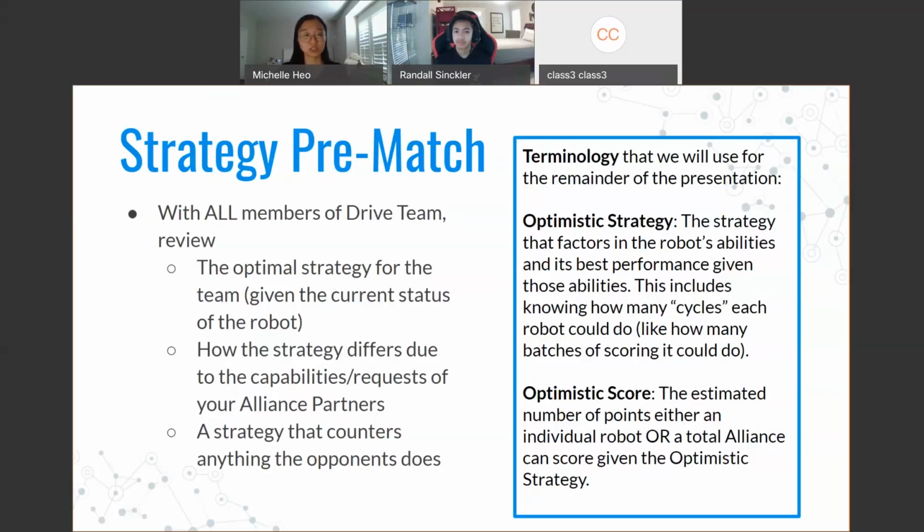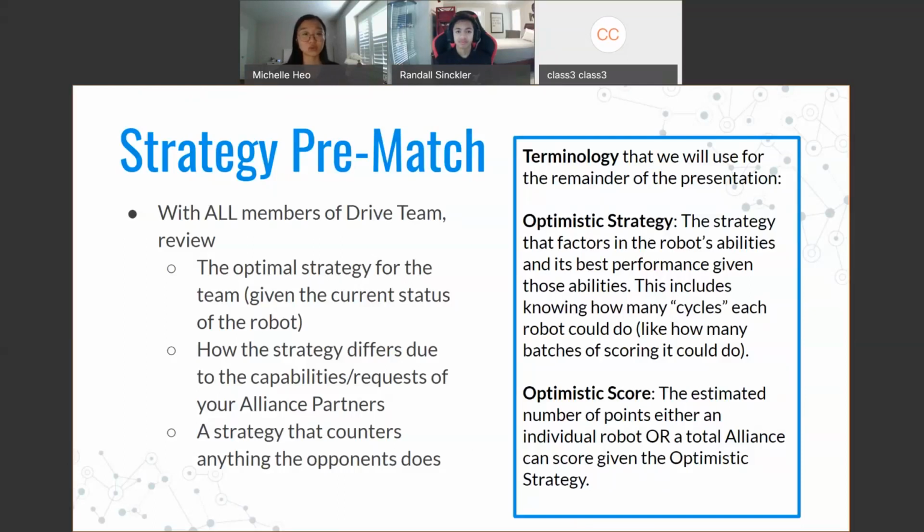All of the members of the drive team, and if you'd like, other members of the team should be involved at this stage because this is where you plan your optimistic strategy. So what we usually have is the best case scenario and the worst case scenario and what to do if this happens scenarios. And so you should always be starting off with the best case scenario. Make sure to know the status of your robot because often your best case scenario isn't the realistic one.